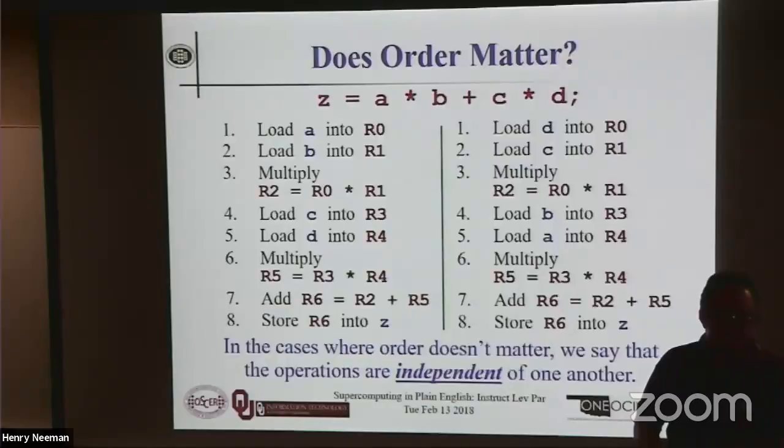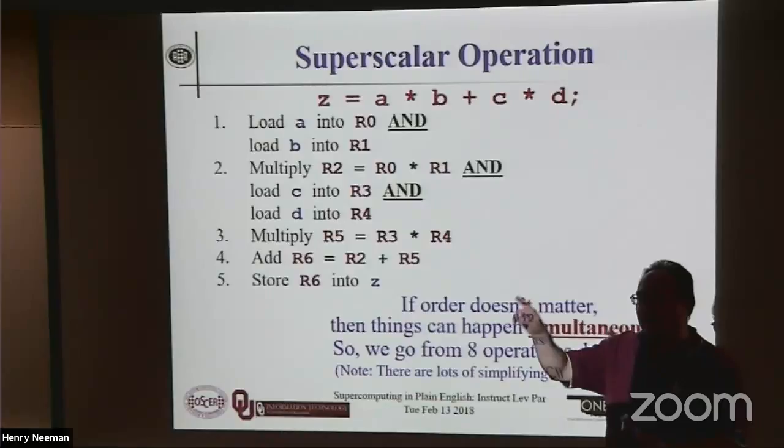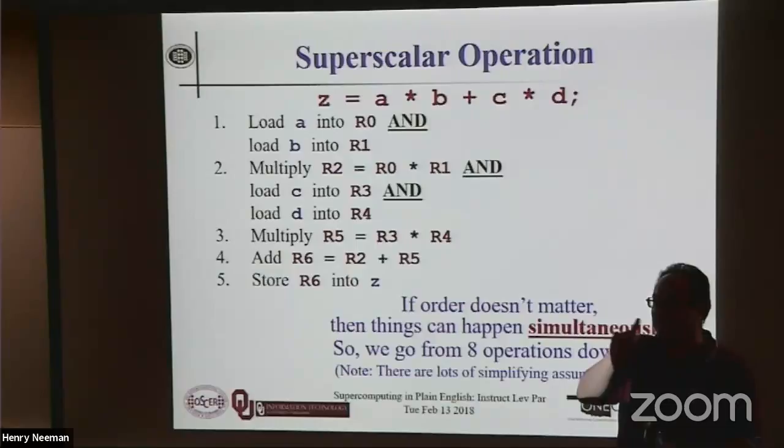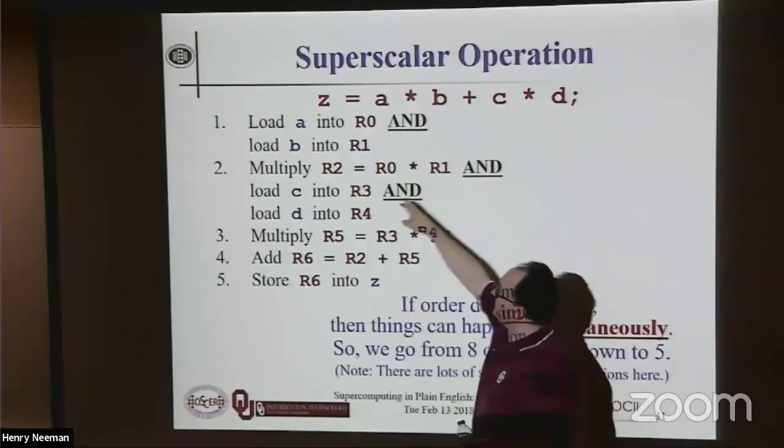So suppose order doesn't matter. Is one of the legal orders, since order doesn't matter, one of the orders we're allowed to use at the same time? Can I multiply A times B at the same time as I multiply C times D? Will that change the result? It won't change the result, so can I do it? Yeah, so I can. Check this out. Let's say I do two loads at the same time. I'll load A and B at the same time.